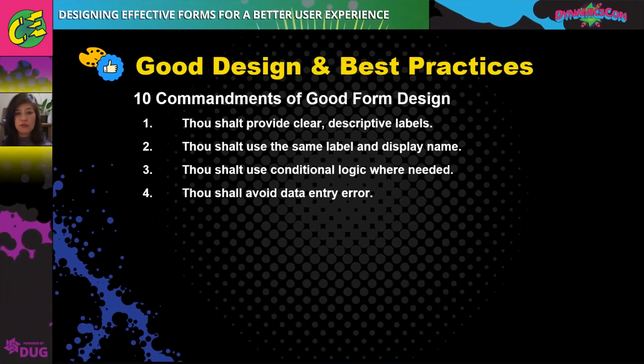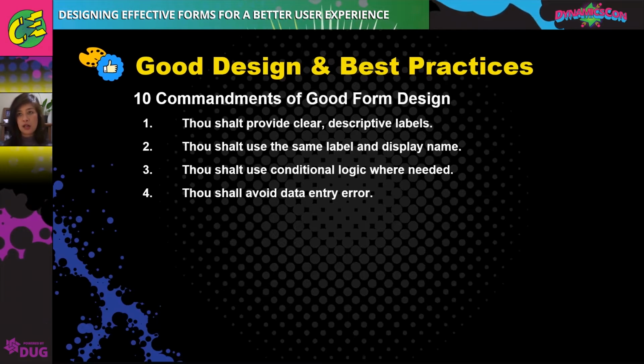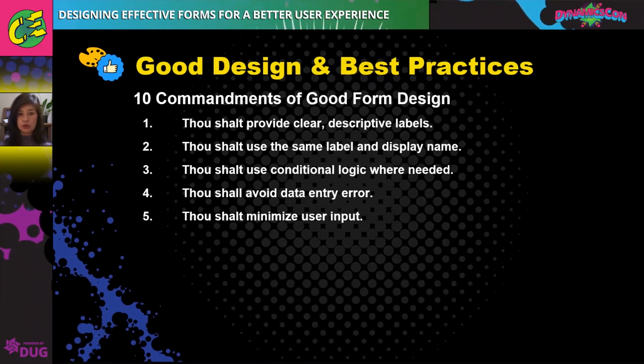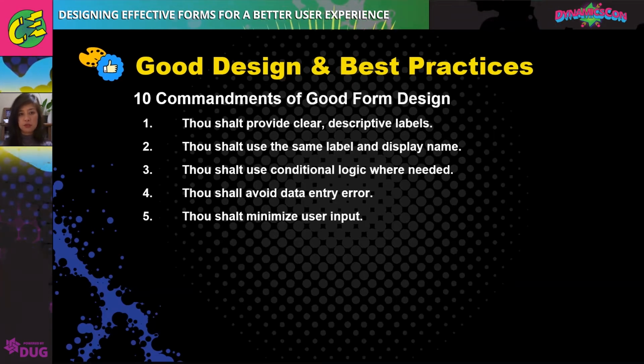Number four, thou shalt avoid data entry errors. So do validation as much as possible. So for example, you can use the input mask control that's out of the box, available in Dynamics 365. It allows you to validate formats, for example, phone number, even masking credit card. So it's a really good control to do data validation. So check that out. It's called input mask control.